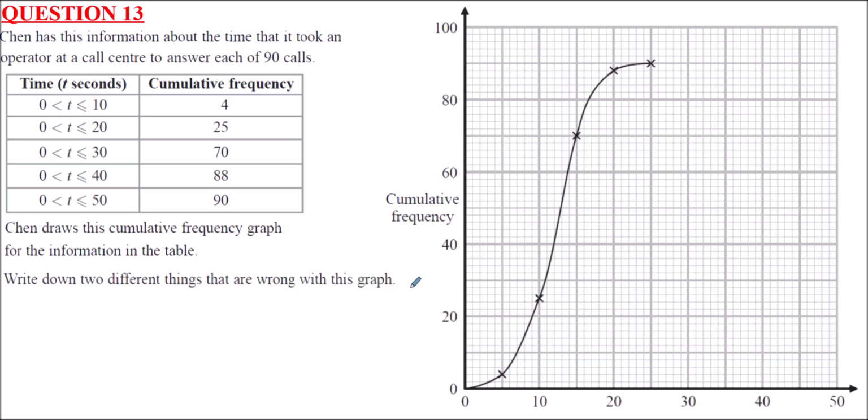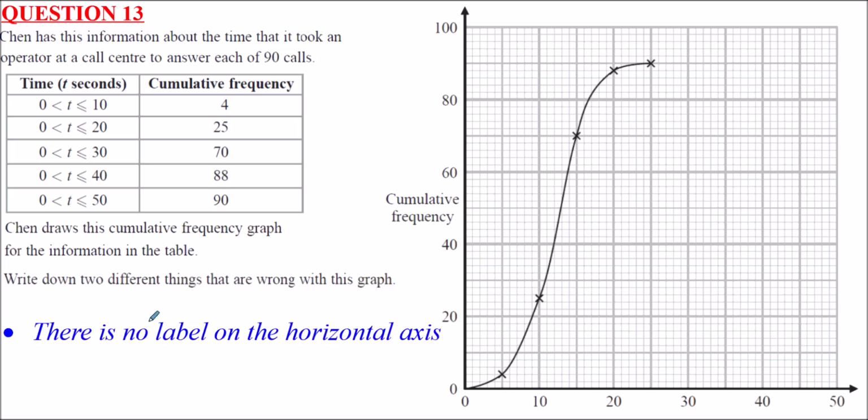So the first thing you should hopefully notice is the vertical axis is labelled properly as cumulative frequency. The horizontal axis, though, is time, and that's not been labelled. So the first thing wrong with this is that the horizontal axis has no label.